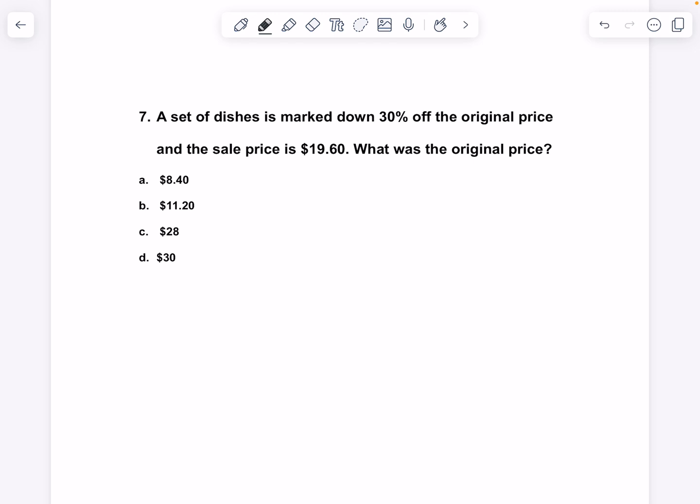So we can classify an original price as 100% of something. So 100. So the price over 100%. 30% off is 70%. So we would do 1960, because that's 70%. So we would cross multiply here. So once we do that, we would get an answer of x is equal to 28, which means the original price, like not sale price, was $28. So our answer is C.